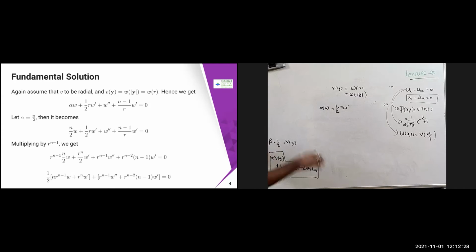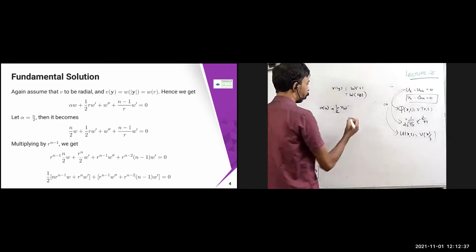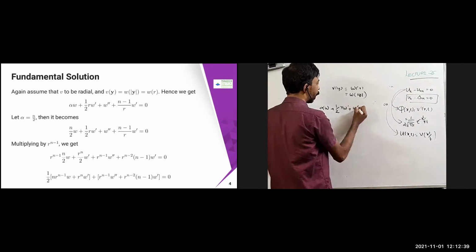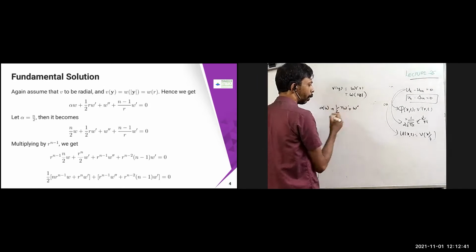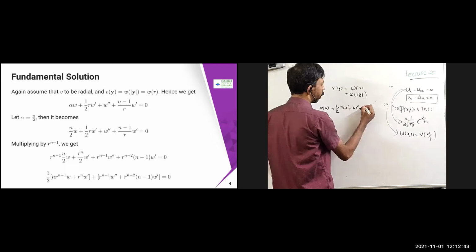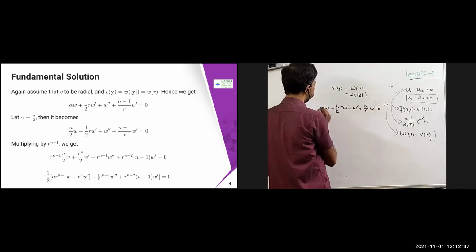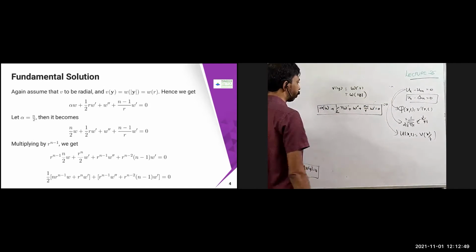So the del Vy we have seen in the last class also, two terms are going to come, because del Vy means Uxx is going to come. So there will be a double derivative and a single derivative. So that is going to become like this. We have proved in the wave case itself, same kind of thing. Okay, so W double dash plus n minus 1 by R into W dash is equal to 0. Okay, this equation is there.